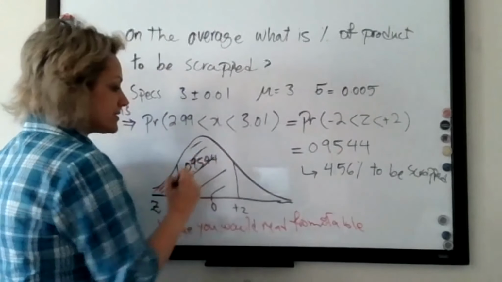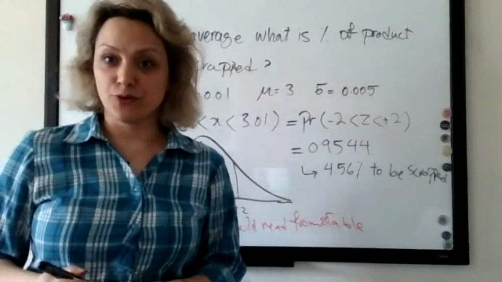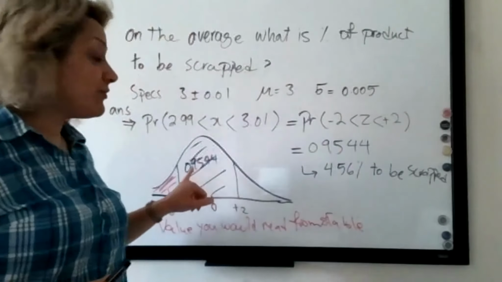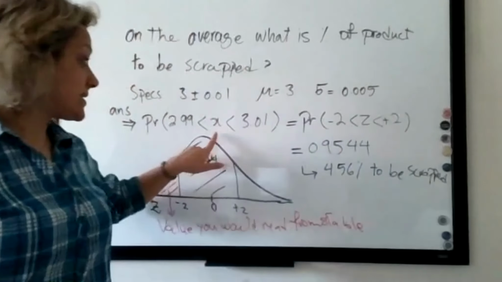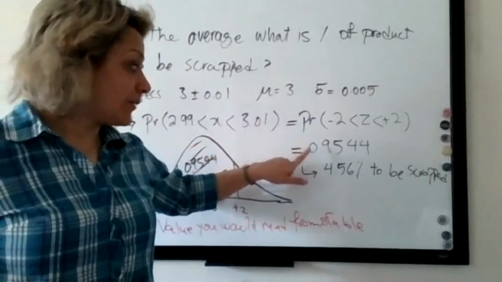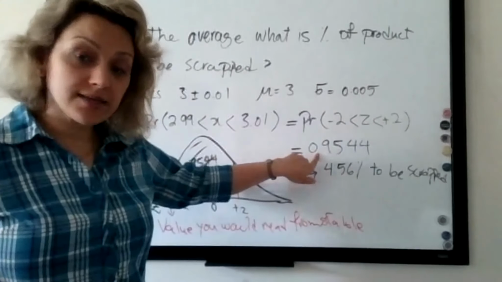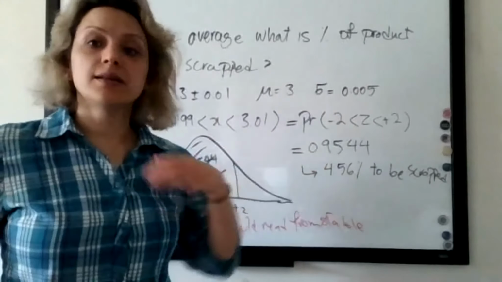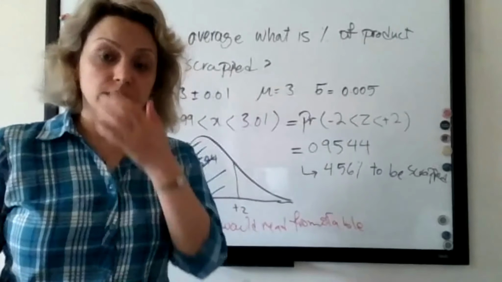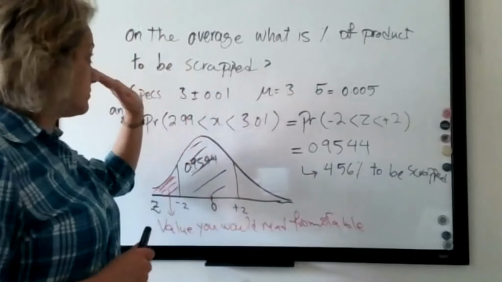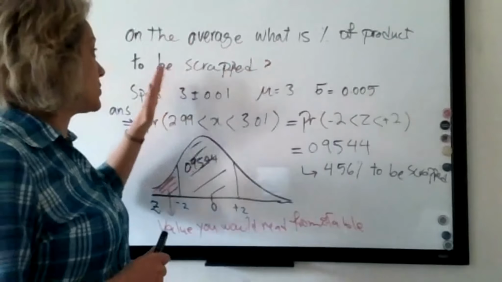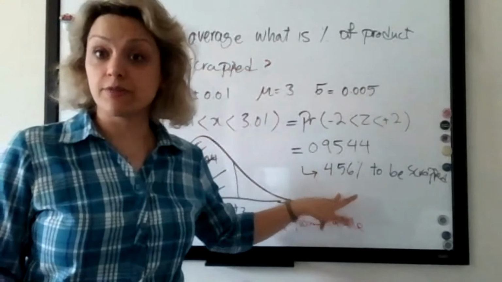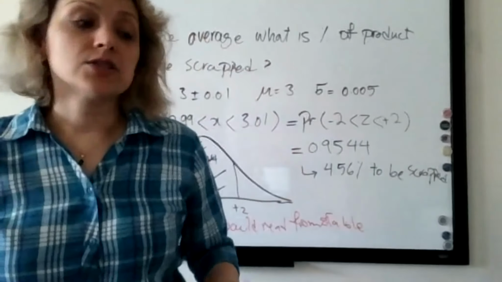It means that it's 95.44%. This is the acceptance range, but we are looking for the scrapped one. So for the scrapped one, we would say 1 minus this, 4.56. This is the amount that is going to be scrapped. In the question, we have been asked, on the average, what is the percentage of the product to be scrapped? We would say it's about 4.5%. It's a lot, right?